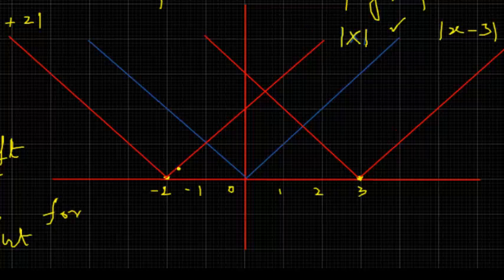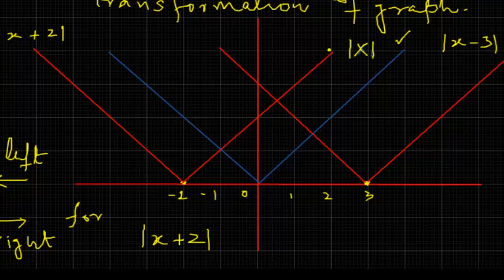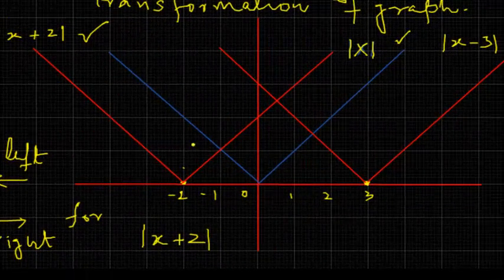Now let's draw the graph of absolute value of x plus 2. This plus 2 shifts 2 points to the left, so it will become minus 2. x plus 2 equals 0, then x equals minus 2. So the graph starts from negative 2 like this. So this is the graph of x plus 2.